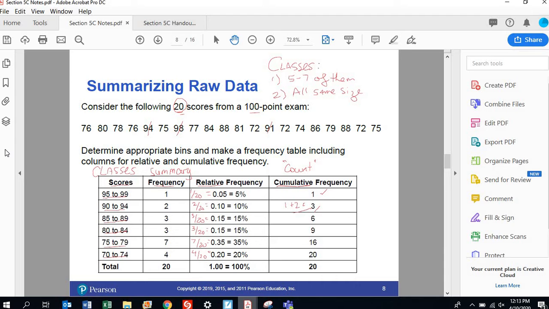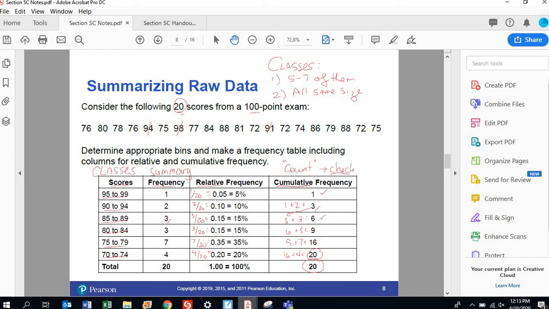Here, the 3 comes down, and I add however many are in my row. This time I get 3 more, which is 6. Then I get 6 plus 3 more is 9, and then 9 plus 7 more is 16. And then, of course, the last number better total how many you actually have, right? Or else you didn't accumulate everybody and you missed someone. So that's a nice check to make sure we didn't miss anybody. Okay? So that's how we create a frequency distribution.